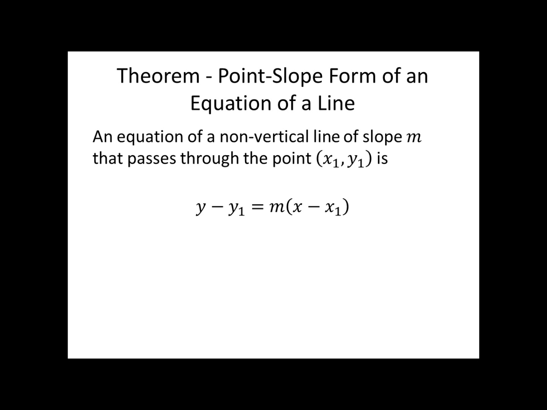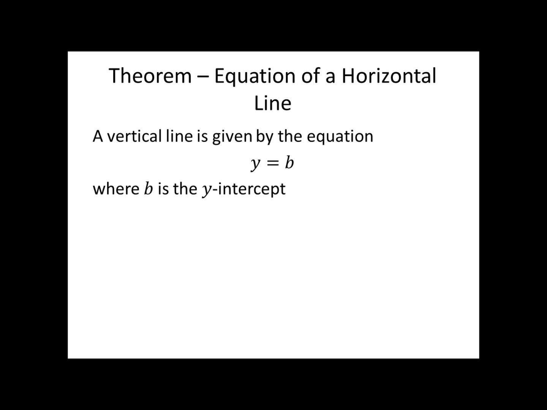One form of a line that we can use when determining a line is what we refer to as the point-slope form. It's useful when we know one point, x1, y1, and the slope of a line. Again, you should be familiar with this. A horizontal line is going to be y equals b, where b is a real number, and it's also the y-intercept of the line, where the line passes through the y-axis.